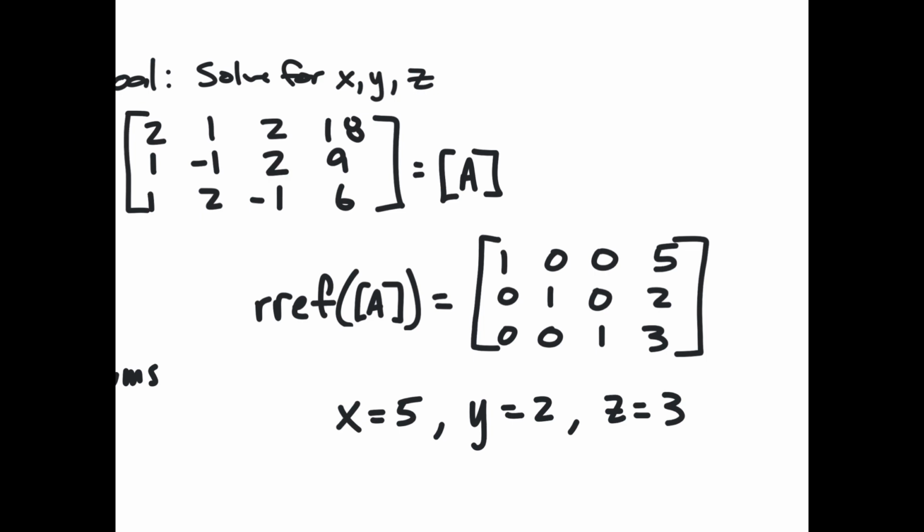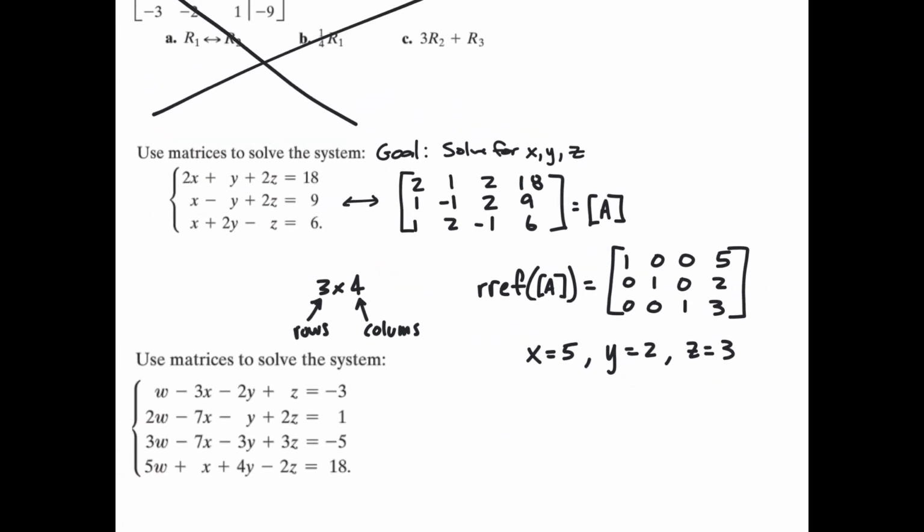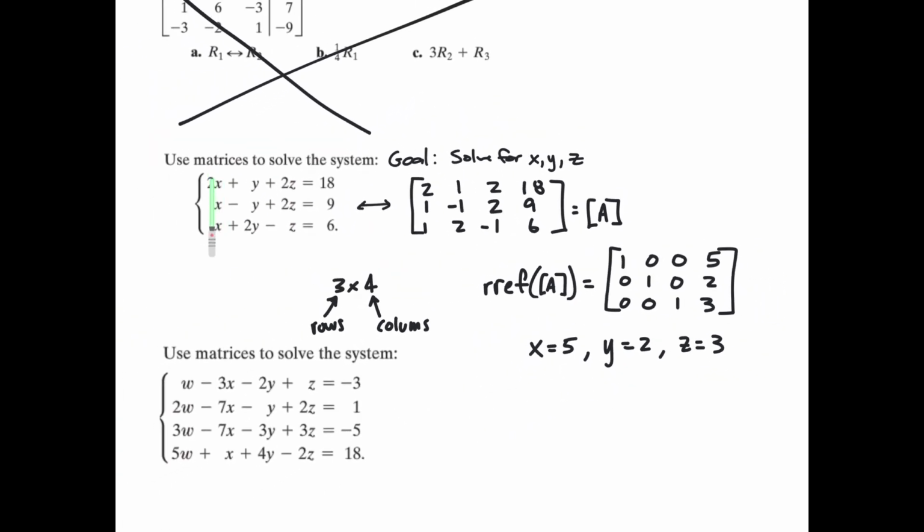And I get that, if you go back and you look at this matrix here, our x term is in this first column. So that 1 indicates that x value is 5. Y is in our second column, hence y is equal to 2. Z is in our third column, hence z is equal to 3. All right, and that's your answer. All right, and that's all you have to do.